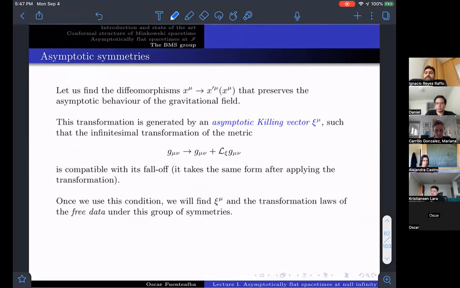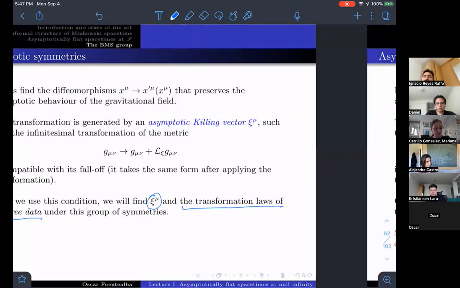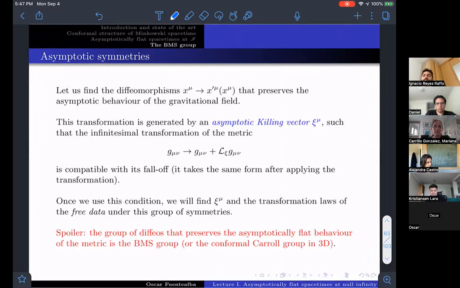So once you use this condition that I already told you, we'll find the asymptotic Killing vector fields and also the transformation laws of the free data, that is, the leading orders of the fields that I already told you. The spoiler is that we'll find that the group of diffeomorphisms that is preserving this line element is really the BMS group, or what nowadays we call the conformal Carroll group in 3D.